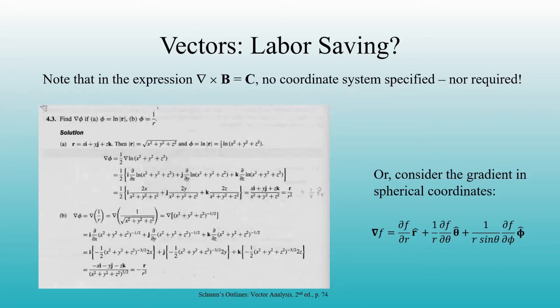By the way, even though Schaum doesn't approach the problem this way, you could solve the problem in spherical coordinates, as I show on the right. In this case, 2 of the 3 components are instantly identifiable as 0, and that saves you some labor. However, the formula for the gradient operator is different in spherical coordinates, and if there is any asymmetry at all in the real-world problem, the labor saving goes out the window.